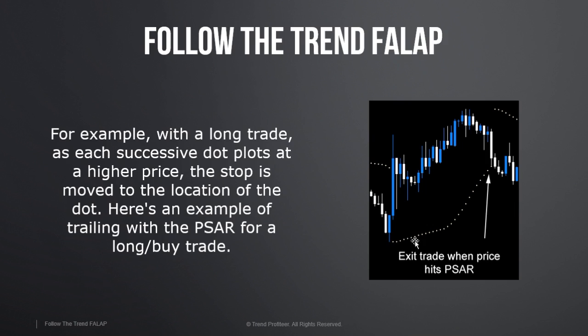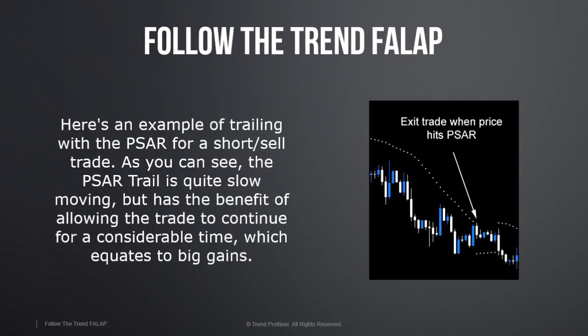Now, every trade is different. In some cases, the parabolic SAR is trailing more closely. In others, it's trailing further away. And I would typically use the parabolic SAR in my second position, where I'm wanting to be a little bit more liberal and allow that trade room to move, so it can potentially move a lot further over the long term. And here's an example of trailing with the PSAR for a short sell trade.